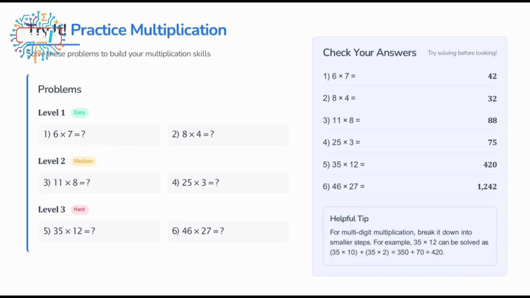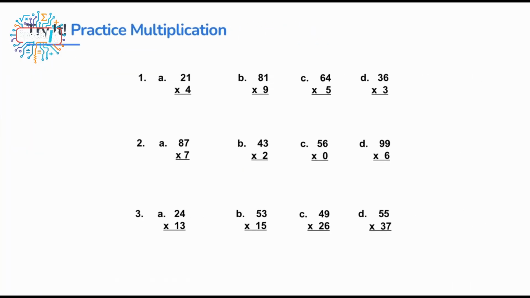So at this point, this is just for you. Again, I know you have all the answers, but it is a very, very good practice for yourself in order to do the multiplication. 6 by 7, 8 by 4, 11 by 8, 25 by 3, 35 by 12, 46 by 27. Try to do that by yourself. If you do have any problem, just leave a comment for me in the chat, and after that, I will do it for you.